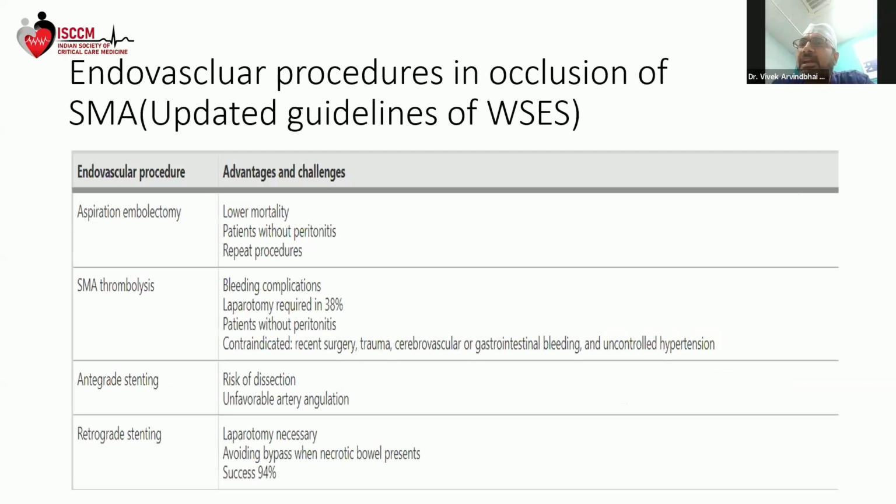Now, the updated guidelines of the World Society of Emergency Surgery on endovascular procedures in occlusion of the SMA. These are the endovascular procedures: aspiration embolectomy, SMA thrombolysis, antegrade stenting, and retrograde stenting. And what are the advantages and challenges? In aspiration embolectomy, there is a lower mortality. You need to attempt it in patients without peritonitis, and repeat procedures are likely. In SMA thrombolysis, there are bleeding complications, laparotomy is required in 40-50% of patients without peritonitis, and it is contraindicated in recent surgeries, trauma, and cerebrovascular bleeding. In antegrade stenting, the risk of dissection is always likely, and with unfavorable arterial angulation antegrade stenting is difficult and challenging. And the last is retrograde stenting: laparotomy is necessary, it avoids bypass when necrotic bowel is present, and success is around 95%.